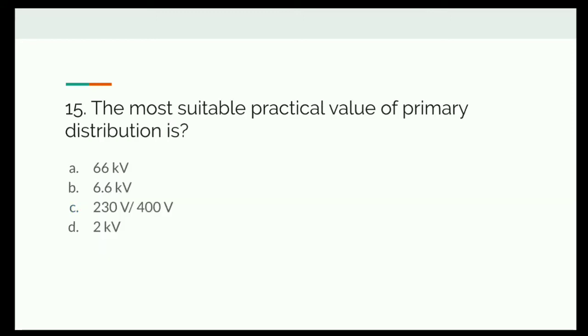Next question. The most suitable practical value of primary distribution is: A, 66 kV; B, 6.6 kV; C, 230 volt by 400 volt; D, 2 kV. And the correct answer is 6.6 kV.